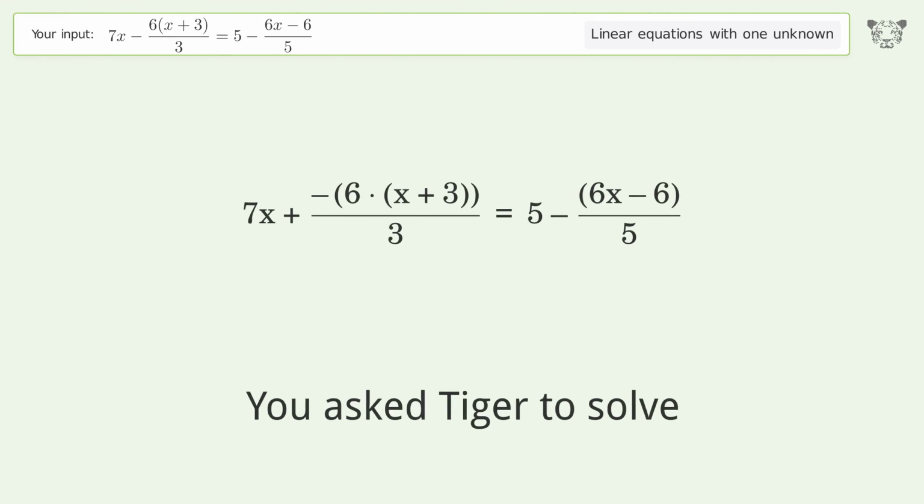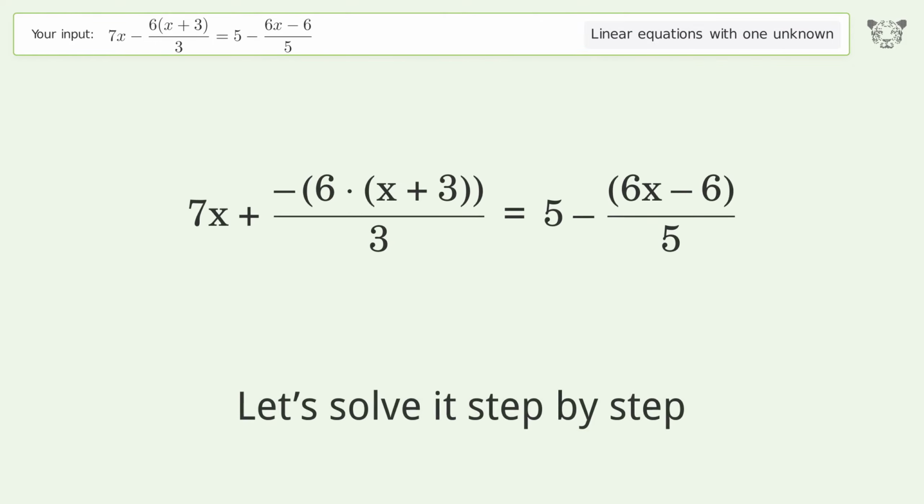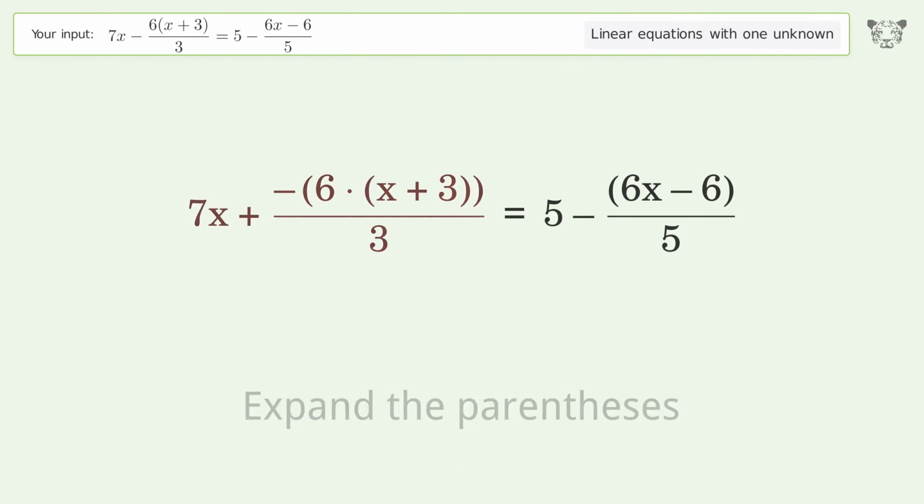You ask Tiger to solve. This deals with linear equations with one unknown. The final result is x equals 61/31. Let's solve it step by step. Simplify the expression. Expand the parentheses.